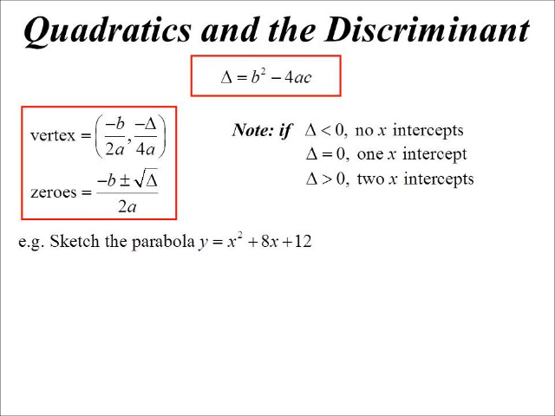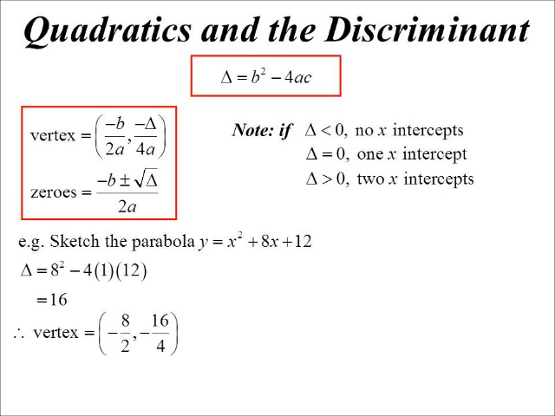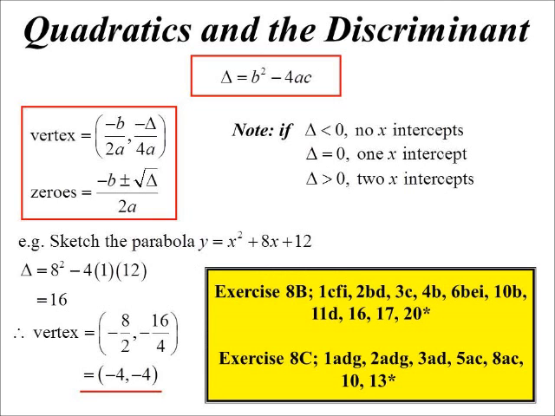Okay, back to our example again. Sketch the parabola. Well, if I now use the discriminant idea, the discriminant for this one, b squared minus 4ac, turns out to be 16. So my vertex is minus b on 2a, minus the discriminant on 4a. And sure enough, we get our -4, -4. That's our first bit of theory for today.